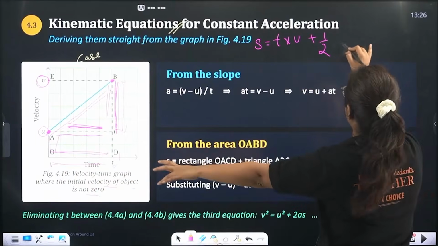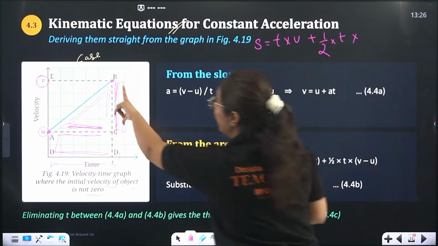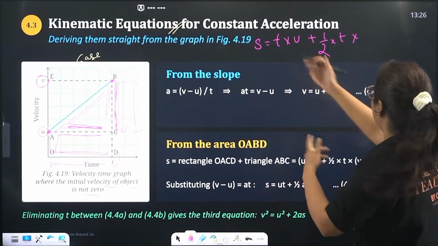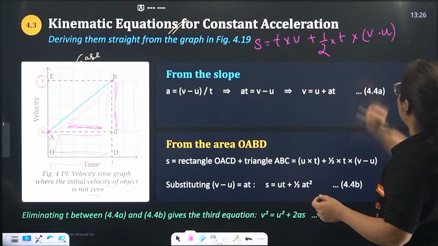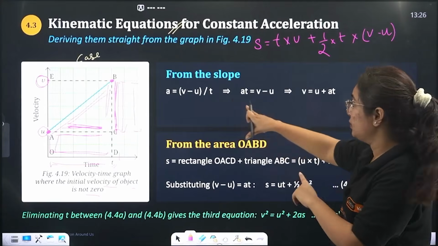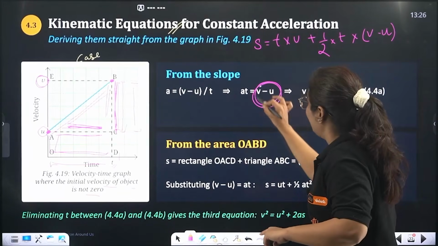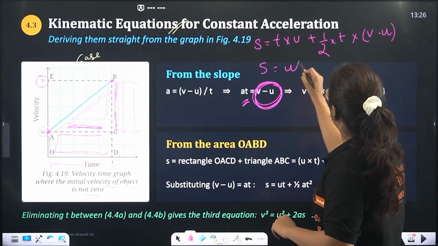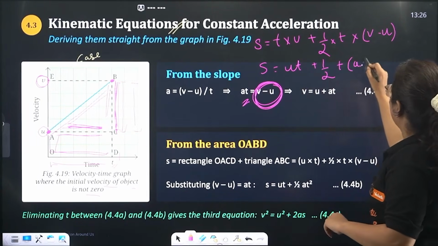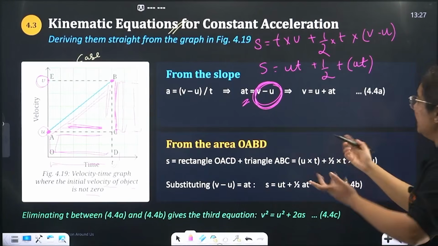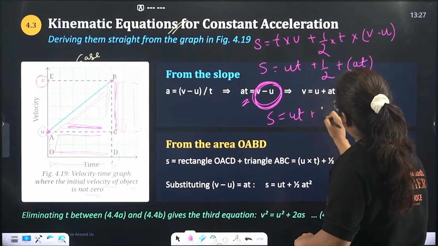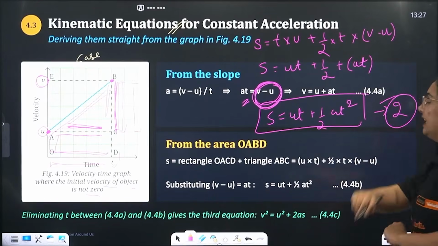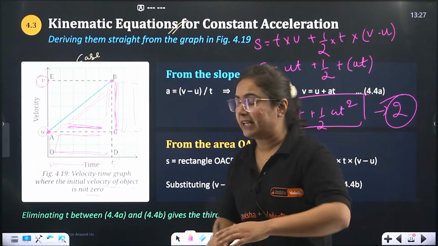So base is AC, which is again T, and the height is BC, which is the change in velocity, final velocity minus initial velocity, V minus U. From the previous equation which we have figured out, beta, the value of V minus U is AT. Right? So S equals UT plus half T into AT, T square. S will be equal to UT plus half AT square. Hence, we derive the second important kinematic equation.